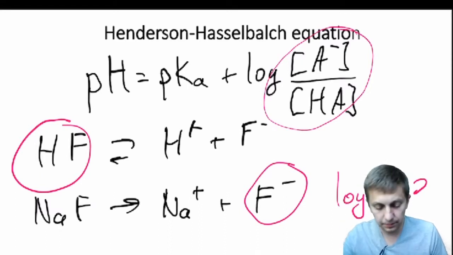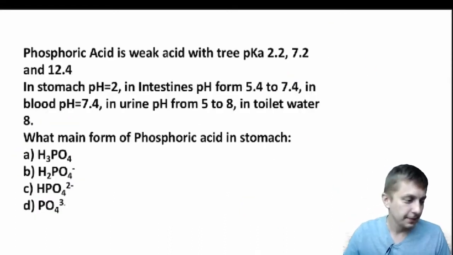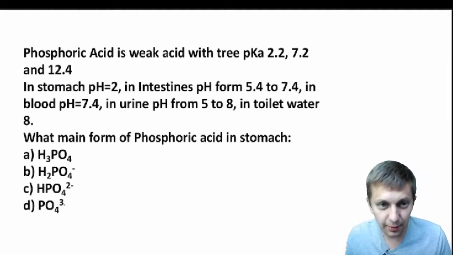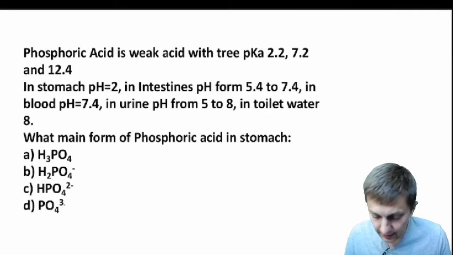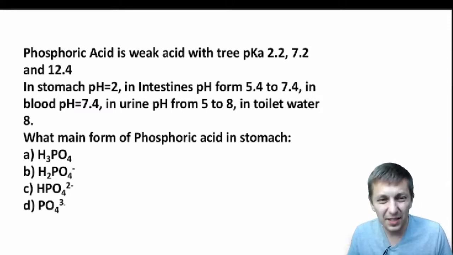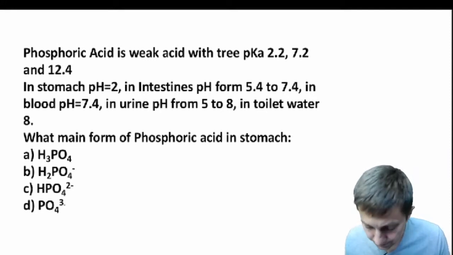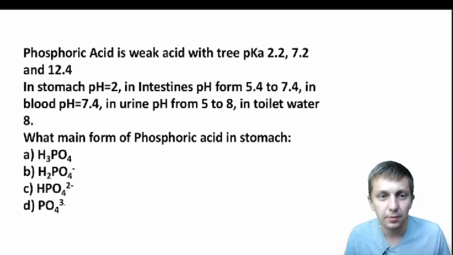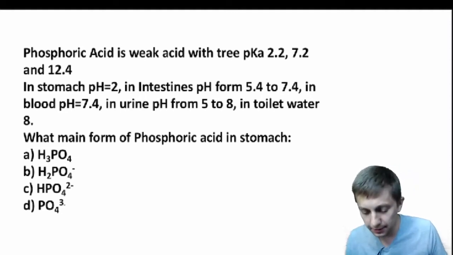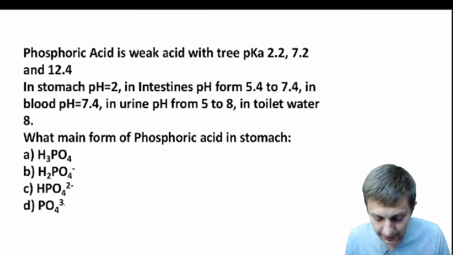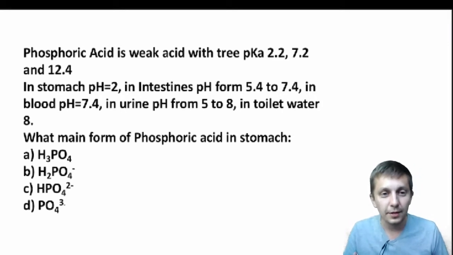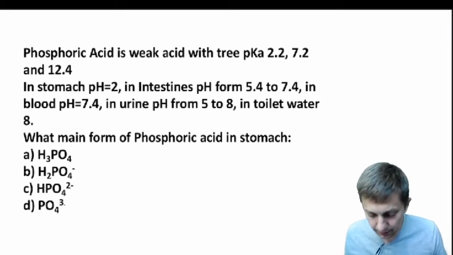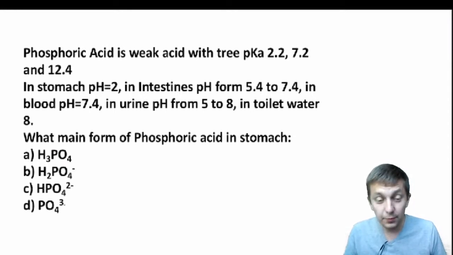And now we will discuss, as I promised, especially for those who watch Reddit or my groups, phosphoric acid. It's a weak acid with 3 pKa. In my stomach, pH is even less than 2 because I am a little bit hungry. Intestines can be different because sometimes you eat, sometimes you don't. Sometimes you're hungry, sometimes you're not. But in your blood, pH is always the same, 7.4, because it's very important. And urine also has pH from 5 to 8.